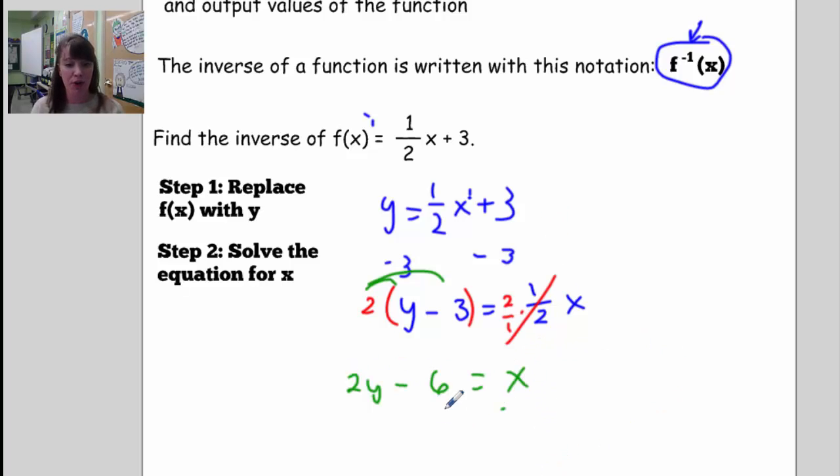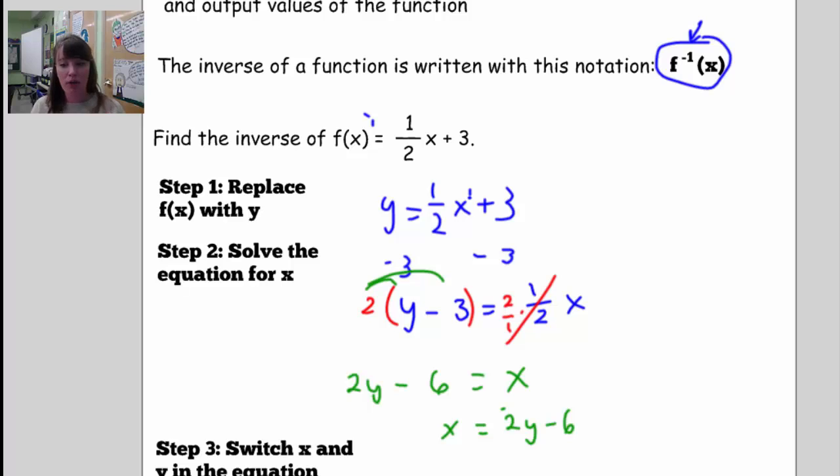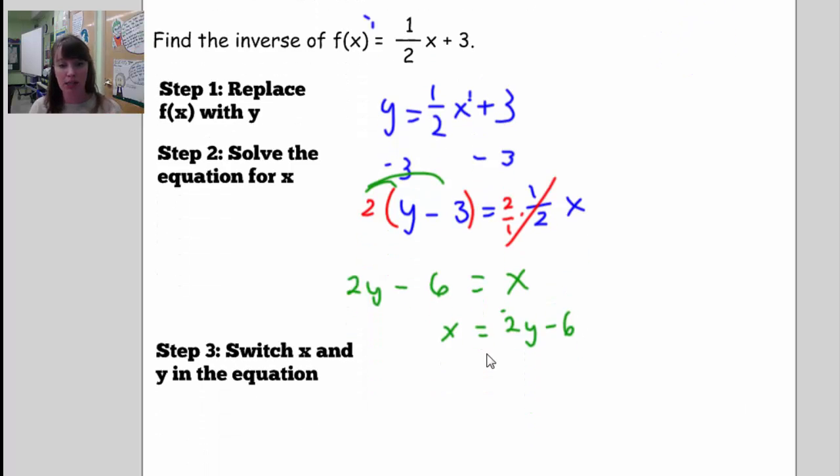All right, so I've solved it for x, and let me use the symmetric property to put it on the left side, okay? Now the next thing you want to do is switch around x and y in the equation. Wherever you see a y, you put an x, and wherever you see an x, you put a y. So here, instead, I'm going to put y equals 2 times x minus 6. I replaced y with x, so all the y's became x's, and all the x's became y's, okay?